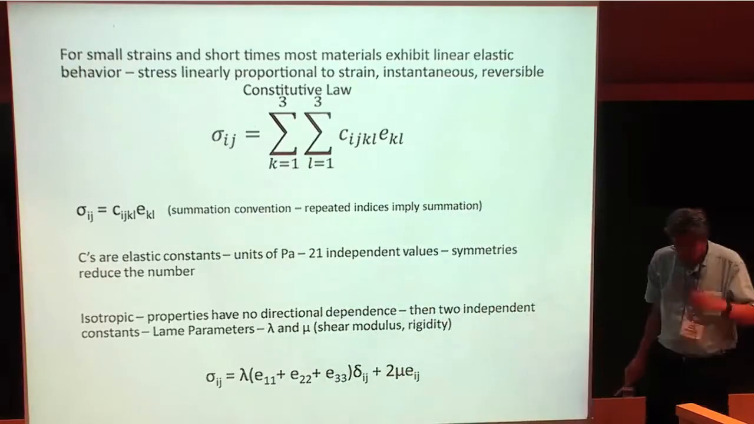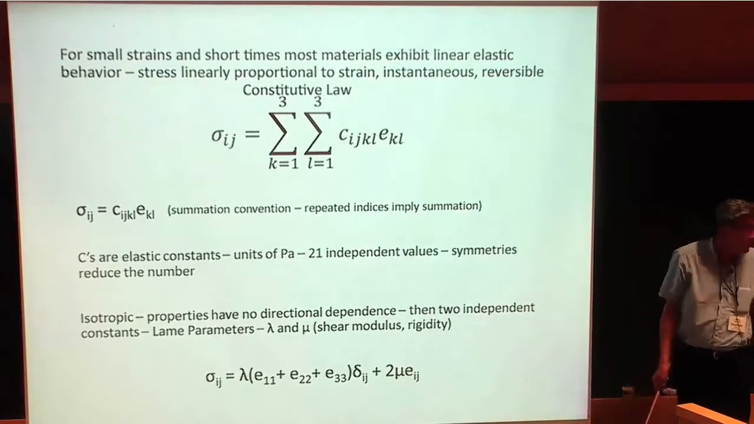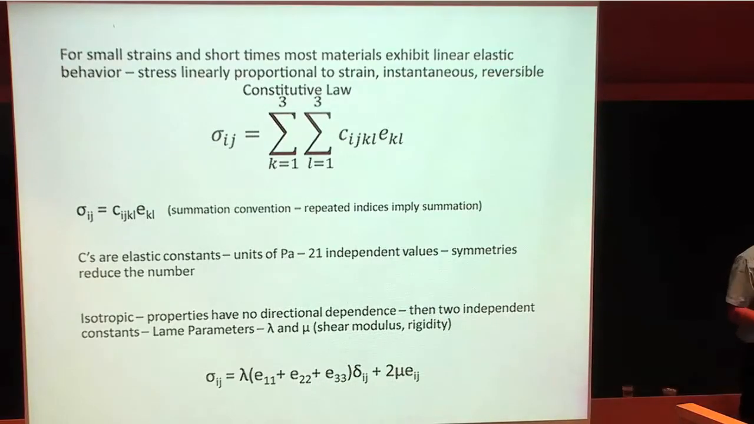So, Stephen, yeah, there are 21 independent values, and presumably that's for a triclinic crystal, and obviously for an isometric crystal, then there's 2. Actually, you're going to show that. 3. It's an interesting point. It's for a liquid.